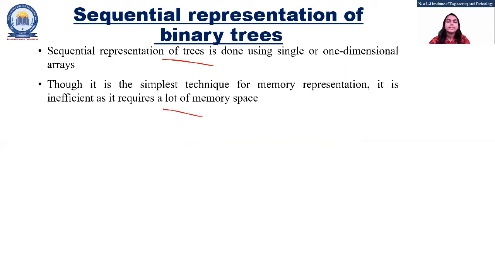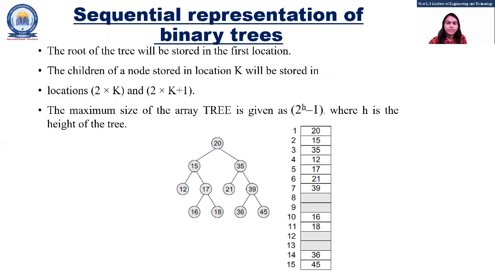So it is a very simple technique for memory representation, but it is inefficient because it requires a lot of memory space. So sequentially, it can store the memory. Now let us see how it is stored sequentially. See here, the root of the tree will be stored in the first location. For example, this 20. We are ignoring the 0 over here. It might be there, so we are ignoring the 0.